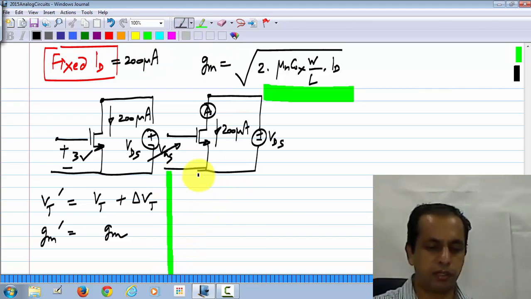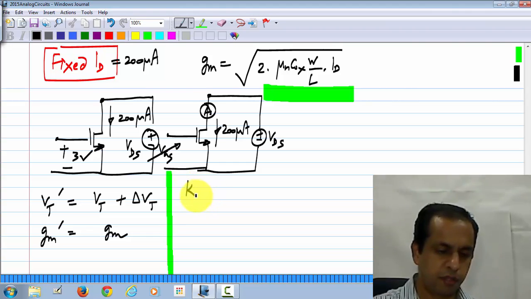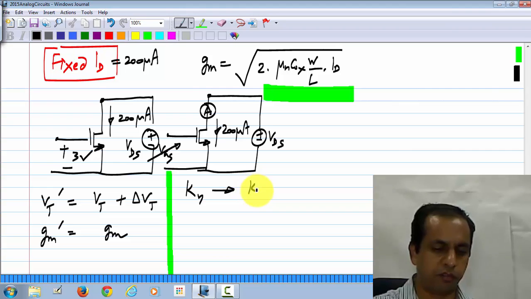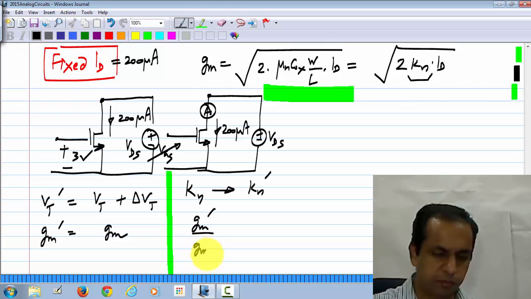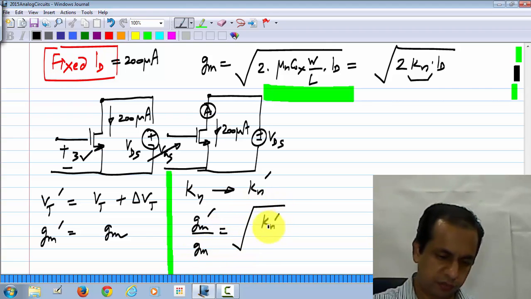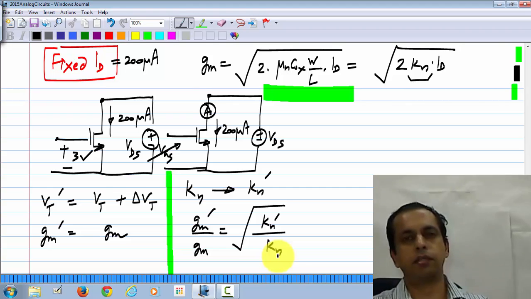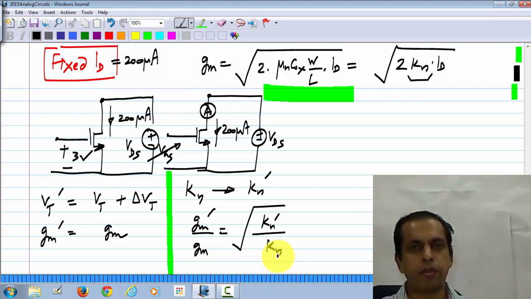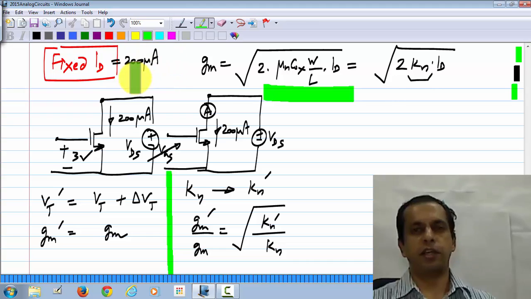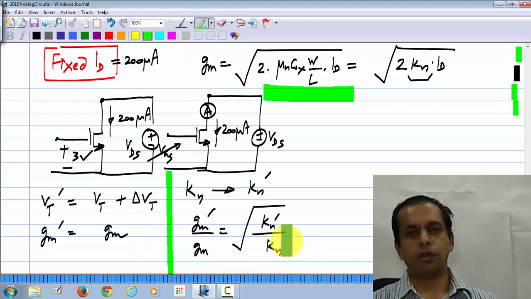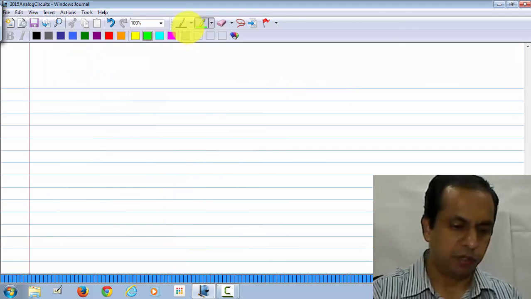And let's look at what happens if Kn, the current factor, changes to a new current factor Kn prime. You see that this expression for Gm has Kn inside the square root. The ratio of new Gm to the old Gm would be square root of Kn prime by Kn. So putting all these things together, we can see that if you fix the drain bias current ID, the variation in Gm is a lot smaller. Let me put everything into a table.